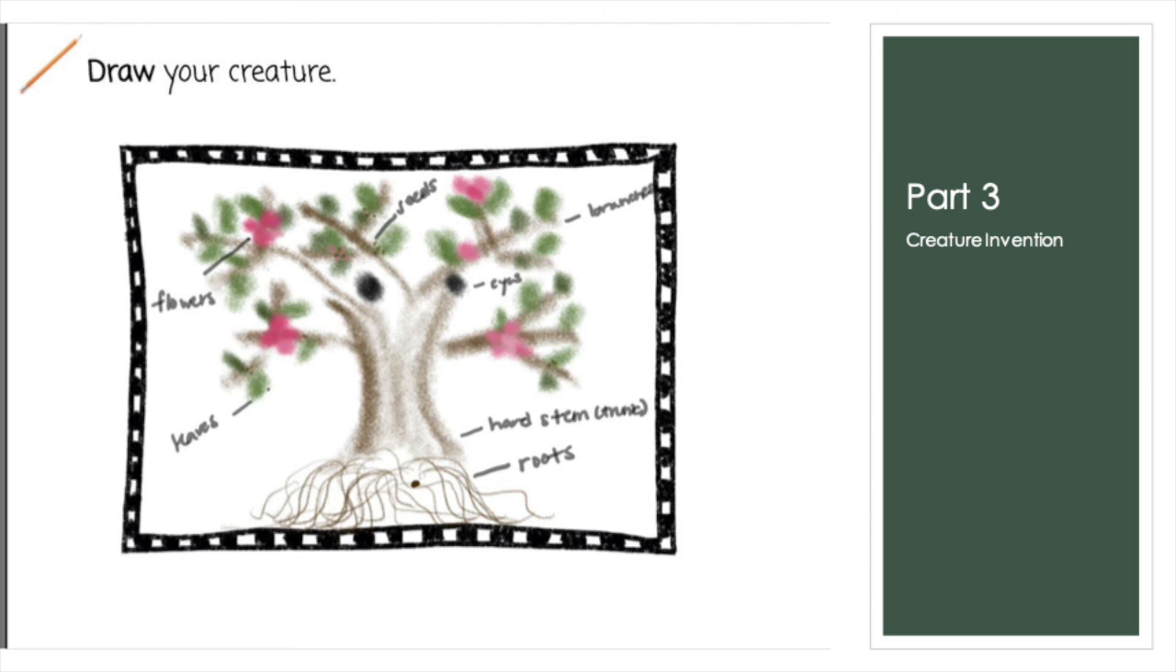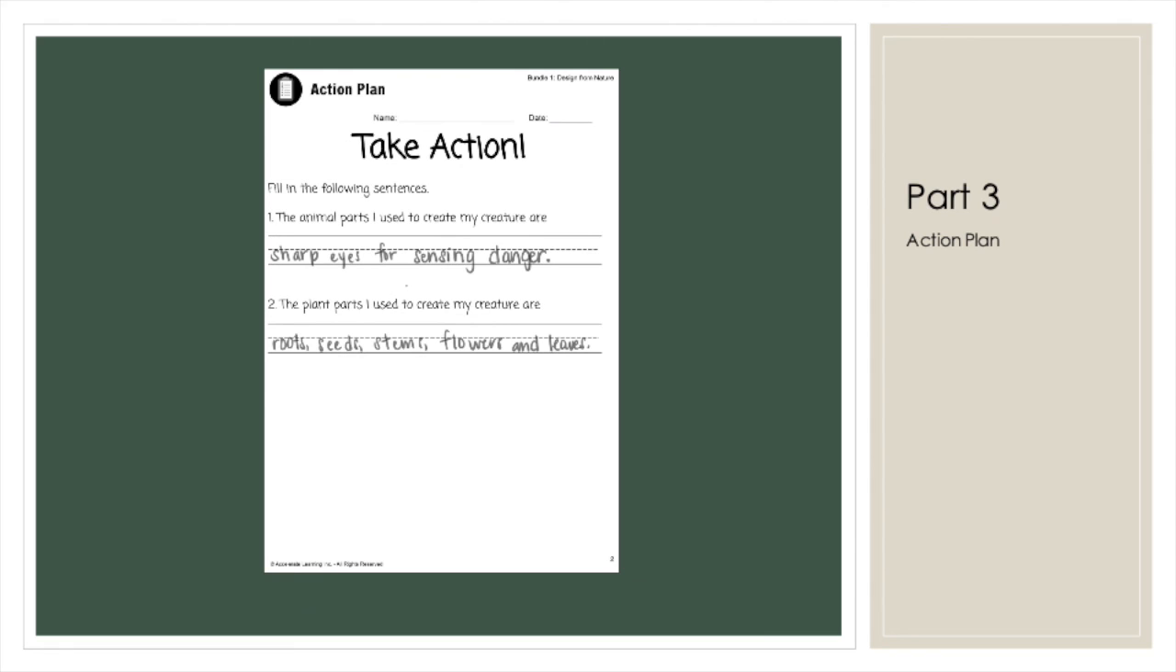What does your creature look like? Does it have plant parts? Does it have animal parts? Go ahead and draw, and then take a picture of your creatures and share it with your teachers. Once you finish drawing your creature, it's time for you to fill in the following sentences. Look for this page, and then let's go over it together.